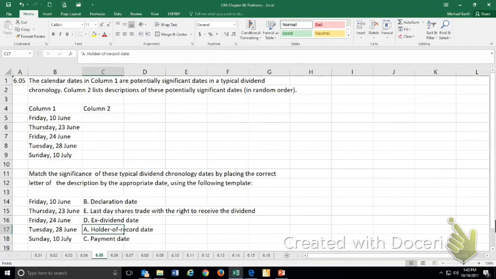So there's a declaration date, and then the declaration date will specify the holder of record date. The ex-dividend date is the 2 business days before the holder of record date. The ex-dividend date is the date that the shares trade, but the new owner does not have the right to the dividend. The day before that, whoever still owned the shares is entitled to the dividend.